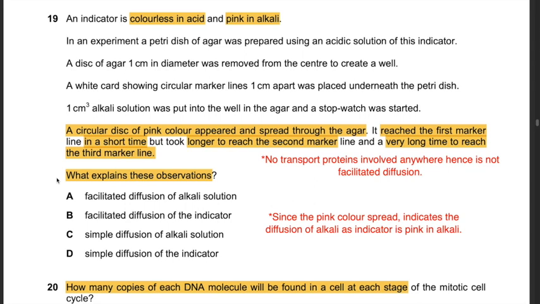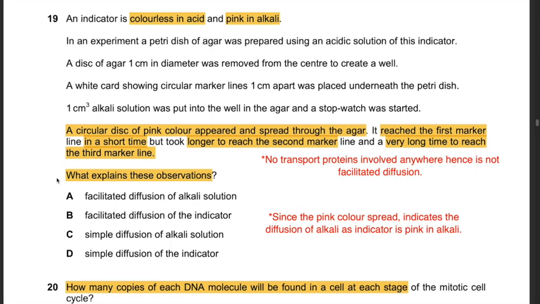Question 19. An indicator is colorless in acid and pink in alkali. In an experiment, a petri dish of agar was prepared using an acidic solution of this indicator. A disc of agar 1 cm in diameter was removed from the center to create a well. A white card showing circular marker lines 1 cm apart was placed underneath the petri dish. 1 cm cube of alkali solution was put into the well in the agar and a stopwatch was started. A circular disc of pink color appeared and spread through the agar.